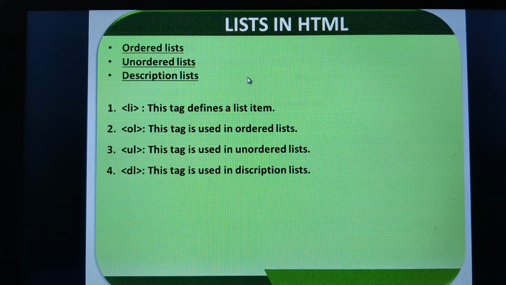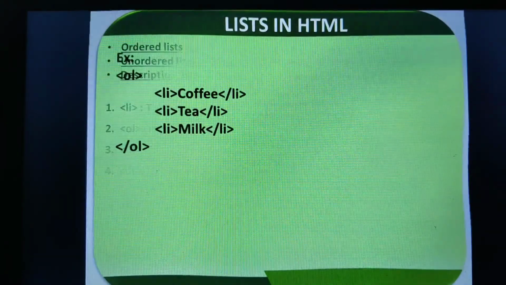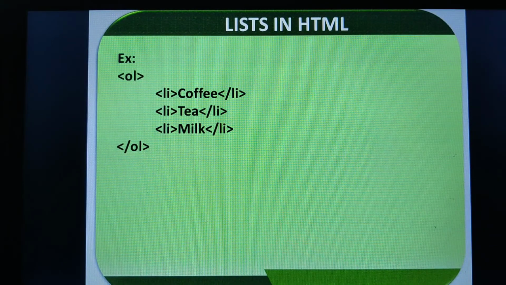Let me explain these with the example so that you can clearly understand. The first one here, we are going to deal with the ordered list. As I told, if you want to create a list of certain items in a specific order, then we have to go for the ordered list. Now look at here, I've just given a sample example here, the ol tag.